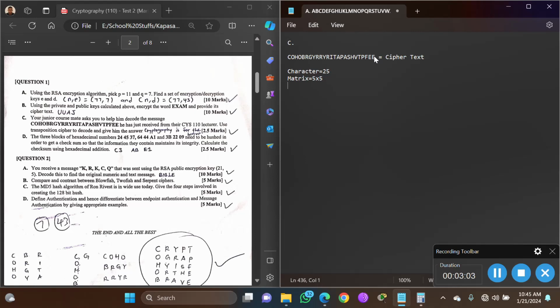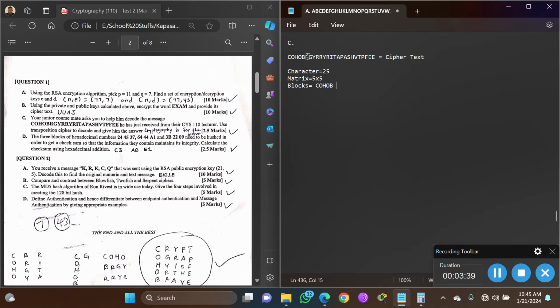Okay, so now what we need to understand is the blocks. We need to come up with the blocks because this is a block cipher. Remember, we have 5 by 5, so it means we need to split the cipher text into 5 blocks of 5 letters each. I'll get these first 5 letters and put them in the first block. As you can see, 1 2 3 4 5.